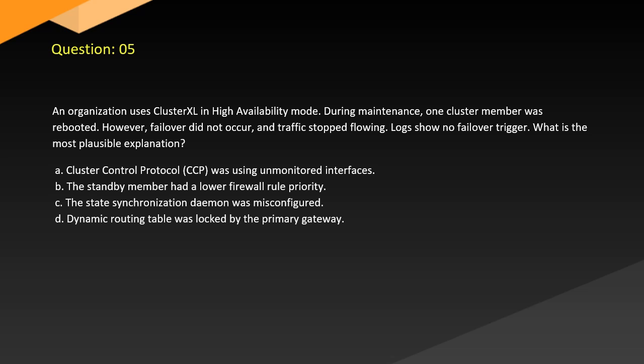A. Cluster Control Protocol (CCP) was using unmonitored interfaces. B. The standby member had a low firewall rule priority. C. The state synchronization daemon was misconfigured. D. Dynamic routing table was locked by the primary gateway.